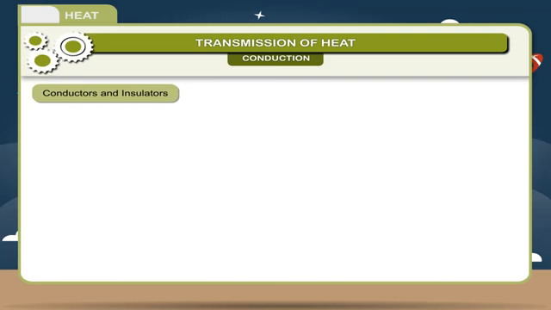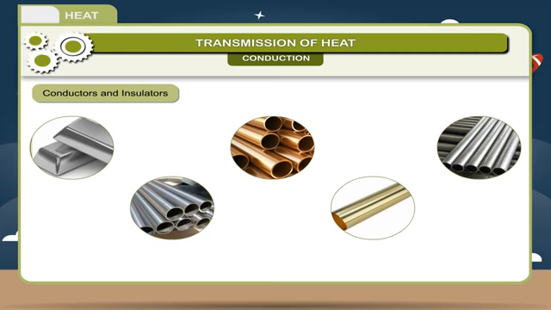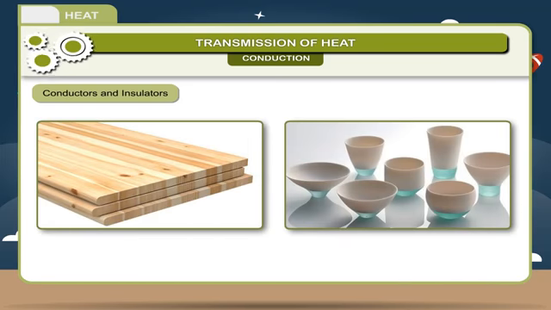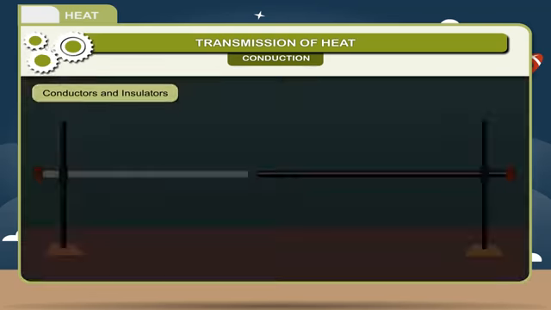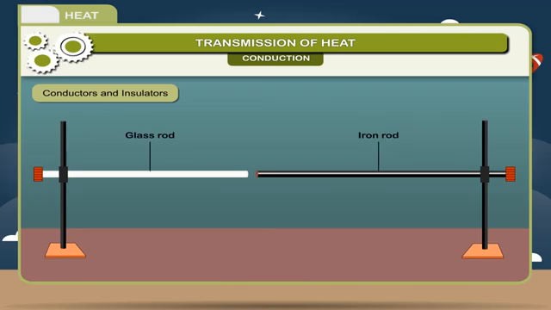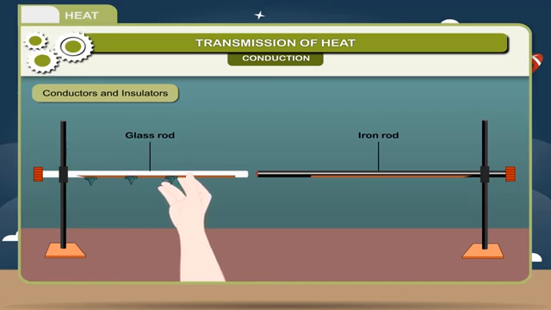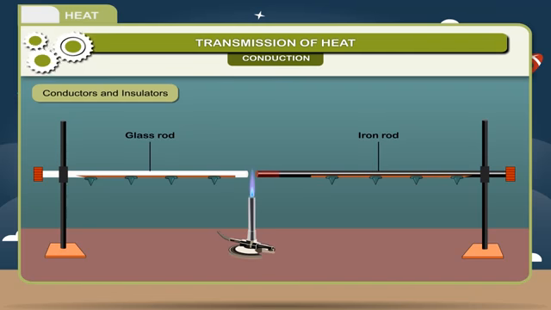Conductors and insulators. All metals do not allow heat to pass through them with equal ease. Some allow heat to pass faster through them, whereas some solids do not allow heat to pass through them. Activity: take 2 rods, one of iron and the other of glass. Put small nails at each rod with the help of the wax on these rods. The other end of these rods are exposed to flame of a burner. You will notice that nails in iron rod will fall due to melting of wax, while in the glass rod, the nails do not fall.